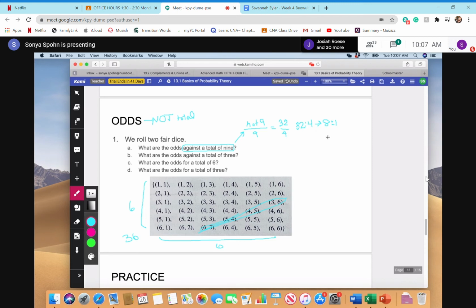You just divided, didn't you? Yes, I just basically simplified this because I could divide both of these by 4. So I basically just simplified this fraction. Okay. All right, so let's do the next one.